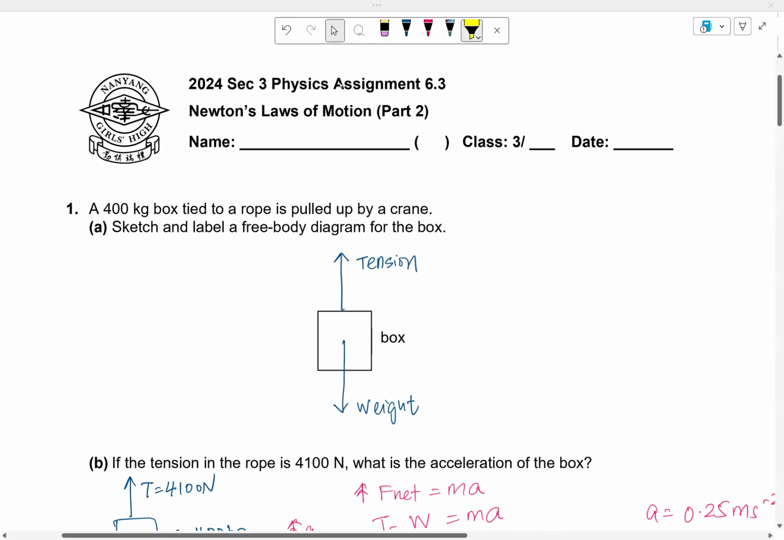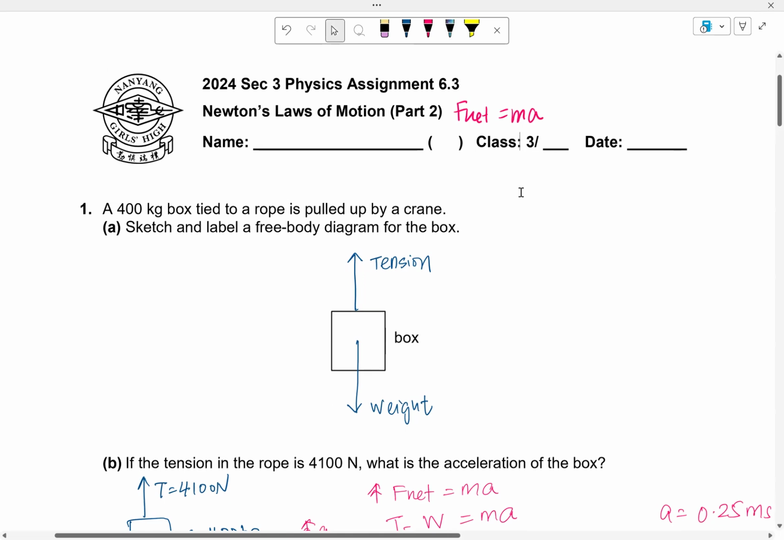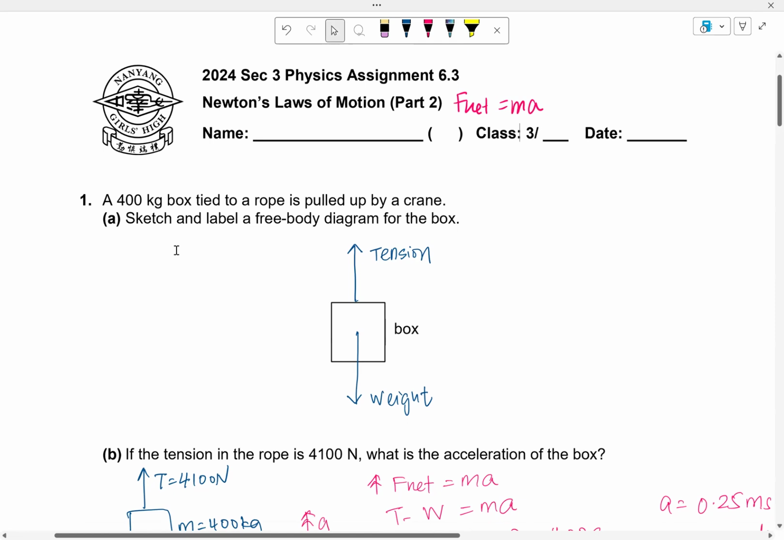Welcome to the review for assignment 6.3, which is on Newton's laws of motion. Mainly testing on F net equals ma, that's Newton's second law, as well as Newton's third law on action-reaction pairs. Now let's start with question 1.